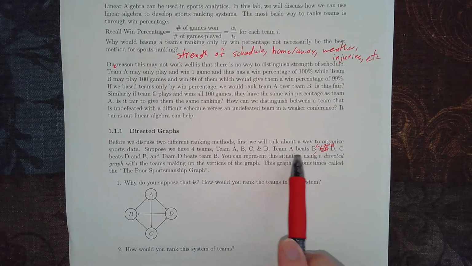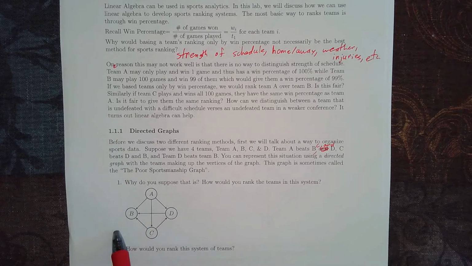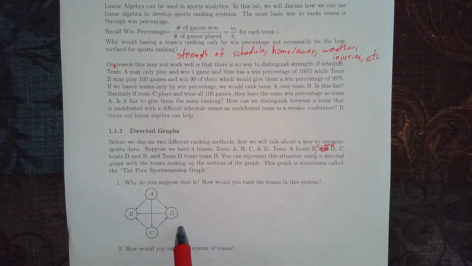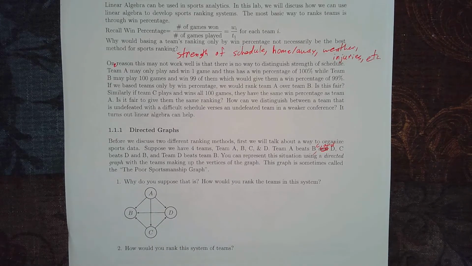What we're going to do is, if Team A beats B, C, and D, we're going to have an arrow from A pointing to B, pointing to C, pointing to D. Basically we're pointing at the people that we beat and saying, haha, you lost, you're bad. Not really a good sportsman, but it does help us in drawing this graph.